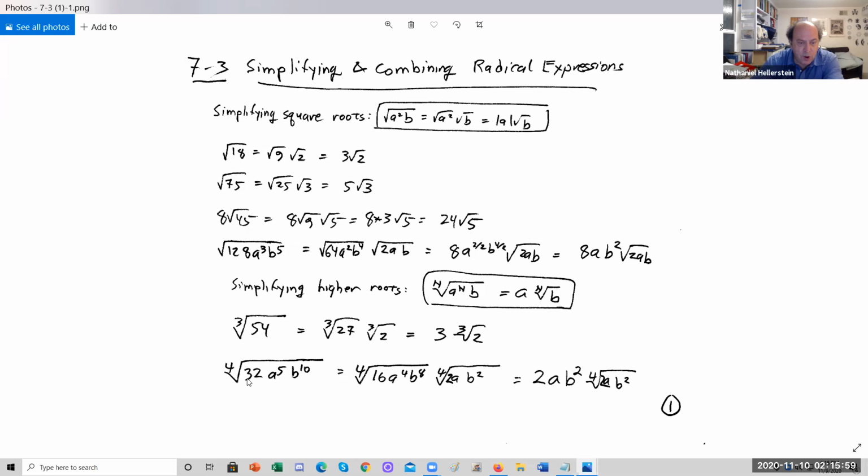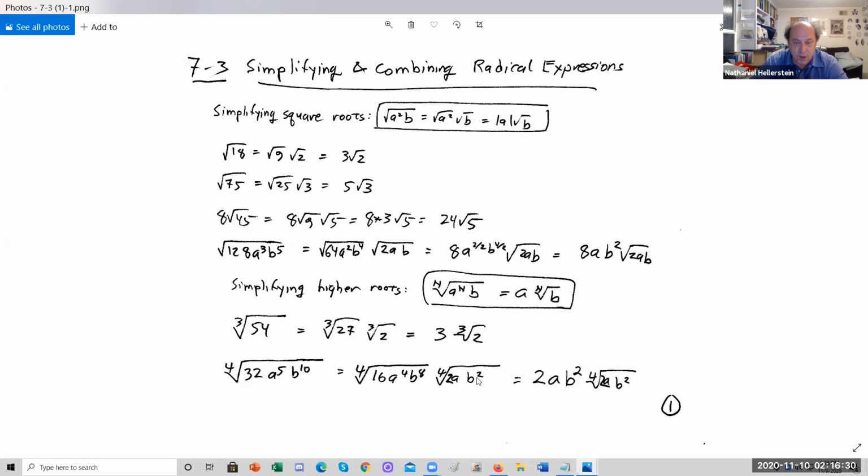Here's the fourth root of 32, a to the fifth, b to the 10th. Now 32, let's see. 2, 4, 8, 16, 32. It's 2 to the fifth power. Largest fourth power, therefore, would be the fourth power of 2, 16. So 32 is 16 times 2. Look at the largest fourth power factor of a to the fifth. That will be a to the fourth times a. Largest fourth power factor of b to the 10th is b to the 8th times b to the second.